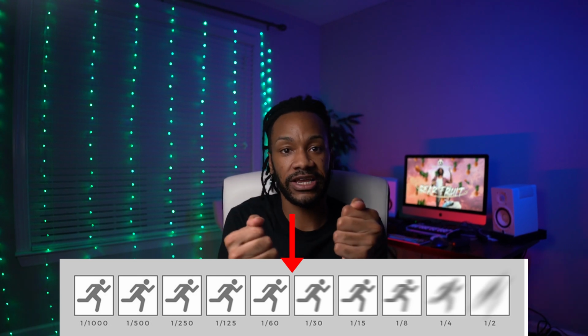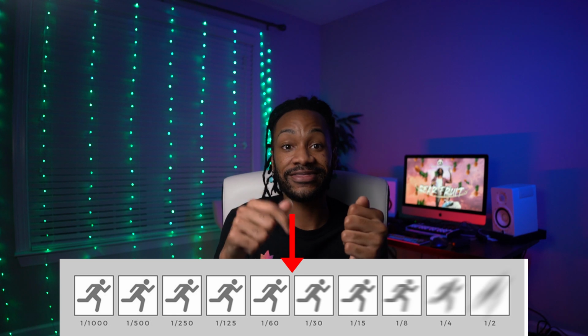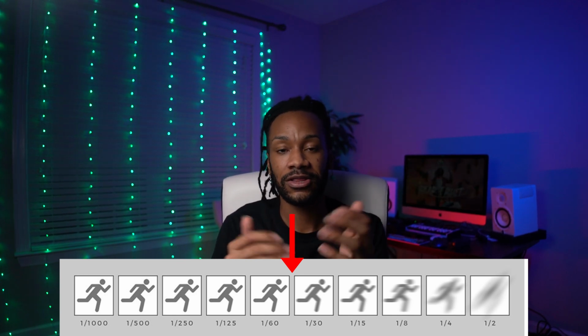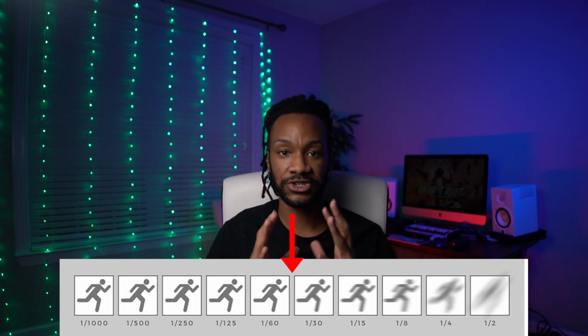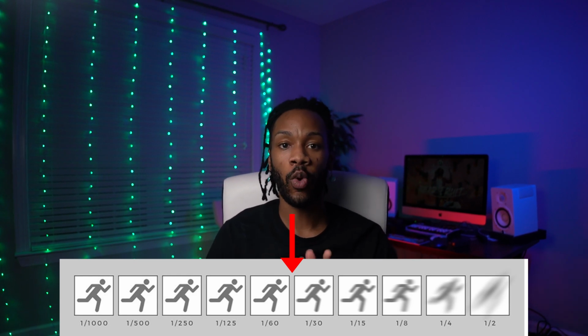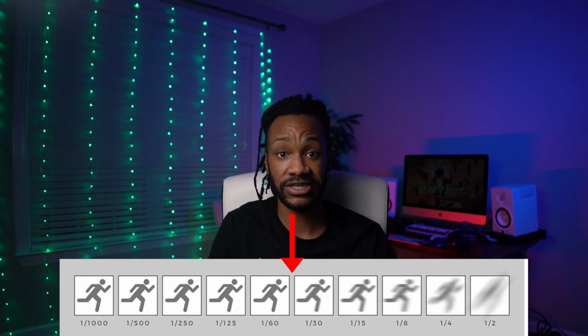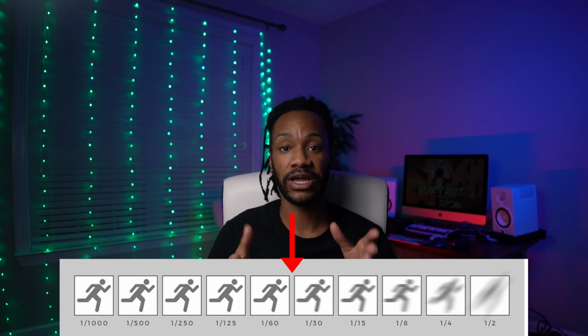Our hands are shaking, whether we feel it or not. Anything under 1/50, the picture's gonna come out blurry. It's not gonna come out clear. There's just no way. So as a general rule of thumb, you wanna shoot at 1/50 or 1/60 and above if you have the camera in your hand.